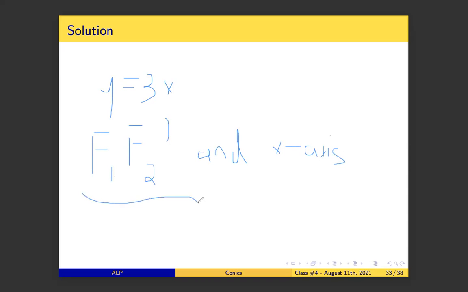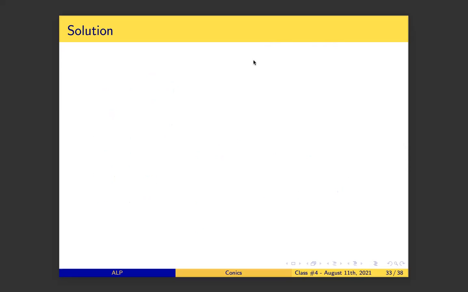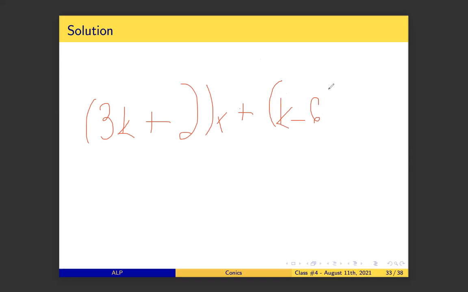And yeah, this gives us x. So with this being said, the equation of f of 1, f of 2 prime is given by (3k + 2) times x plus (k - 6) times y equals 20 times k.